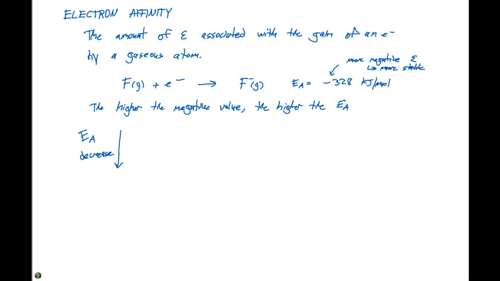And our general trend for electron affinity is that it's going to decrease as we go down a group in the periodic table, and it's going to increase as we move across a period. And again, I put a little star next to the increase because this is not a linear trend. So we can analyze this trend again for the elements in the second period of the periodic table.